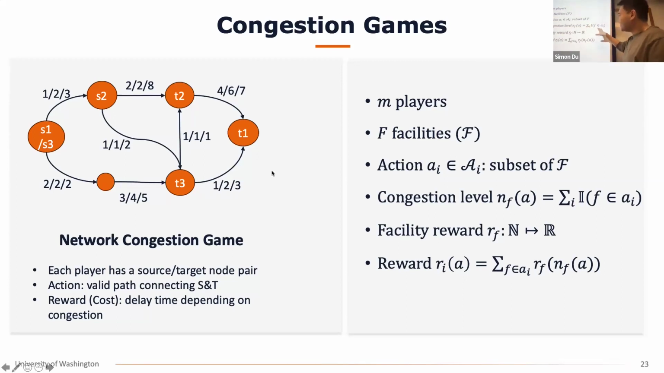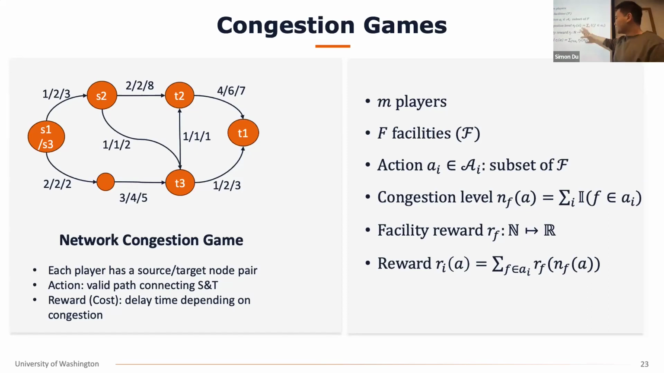And the reward here only depends on how many cars, or how many players, choose that particular facility. So for a particular facility F, we define this congestion level. Basically, it just counts how many players choose this facility. And the reward from this particular facility only depends on this count. Okay, so that's the setting.